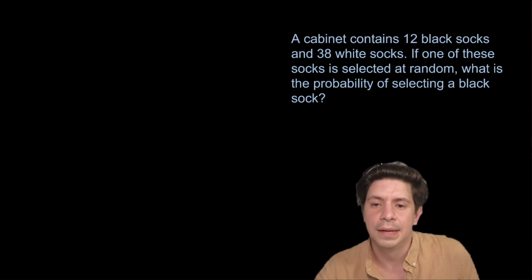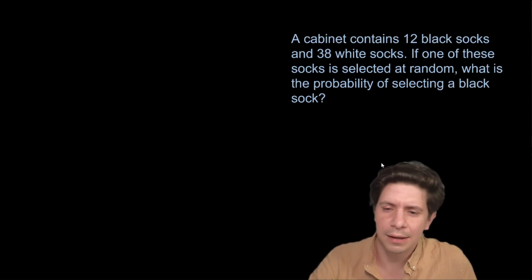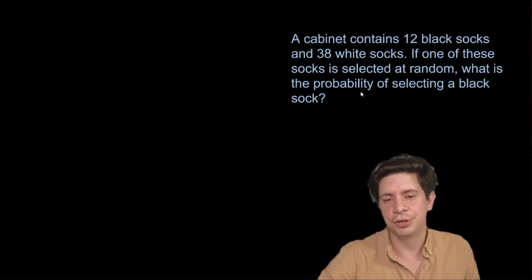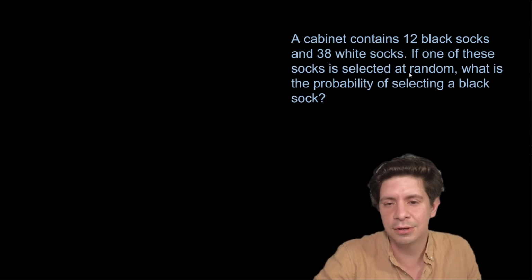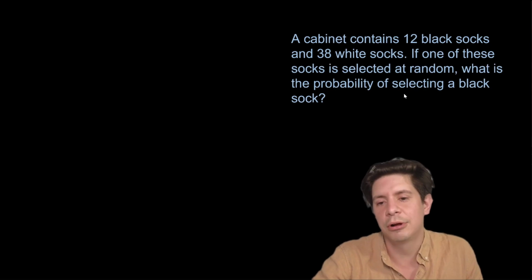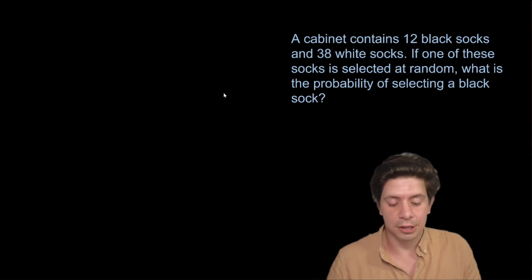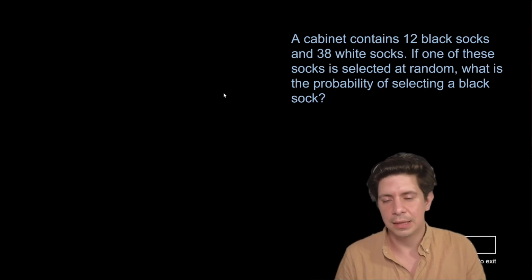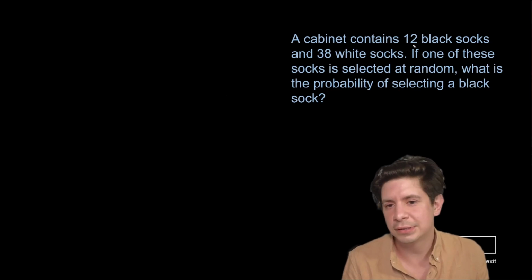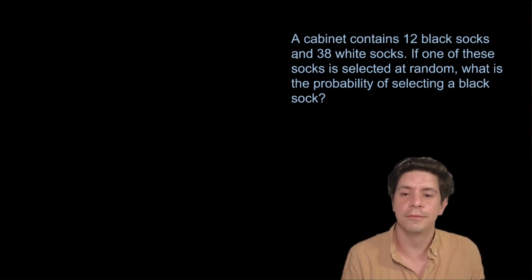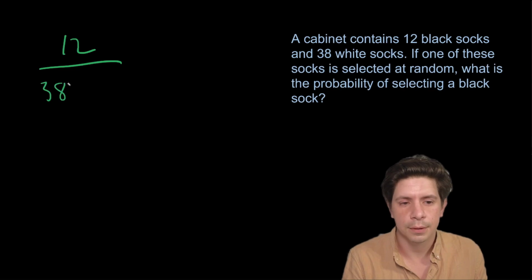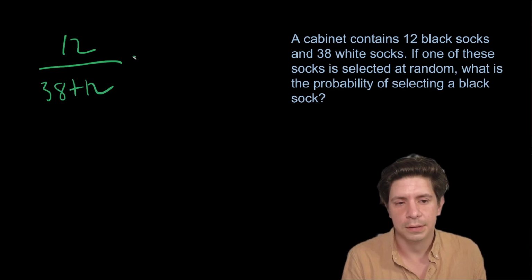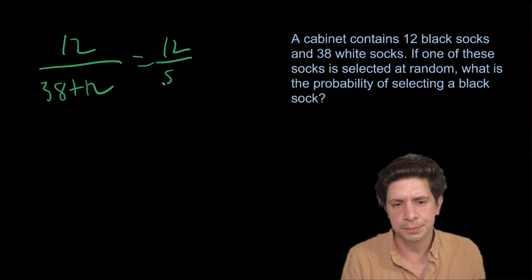Okay. Now here we're talking a bit more basic, but still a great one to know. A cabinet contains 12 black socks and 38 white socks. If one of these socks is selected at random, what is the probability of selecting a black sock? So the thing a lot of students will do that I want you to watch out for on these probability questions, they'll do 12 over 38, but it's 12 over the total. So you have to do 12 over 38 plus 12. So that's going to be 12 over 50.